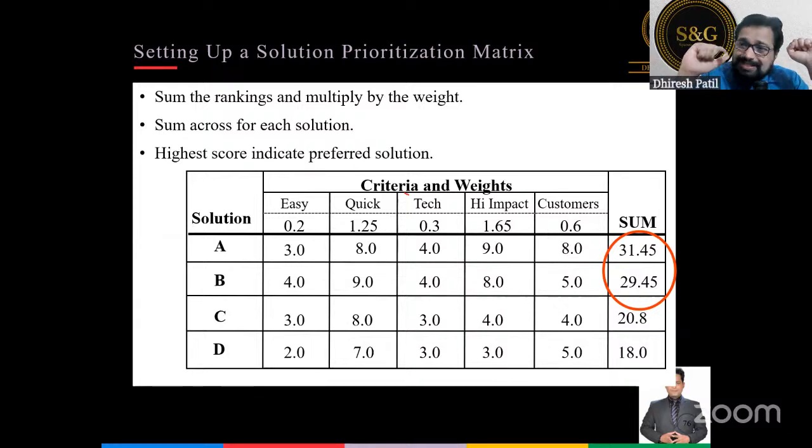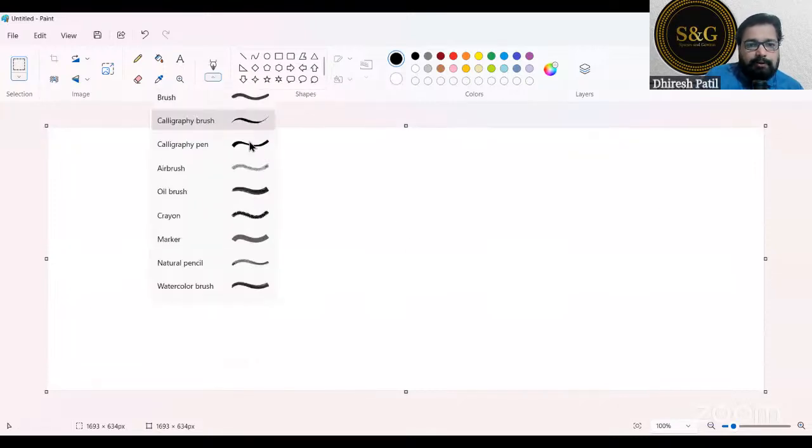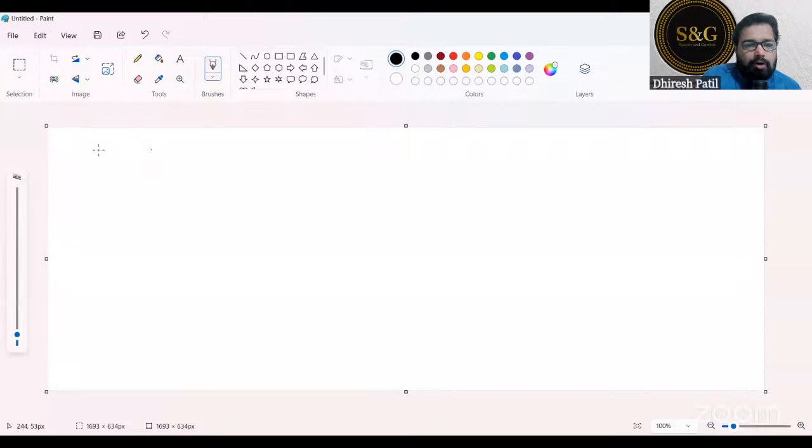Now the second prioritization matrix is called effort benefit analysis. Let me go to my whiteboard. There is something called effort benefit analysis, a very, very powerful technique. It is also called the EB matrix, effort benefit matrix. Now, what is the effort benefit matrix?